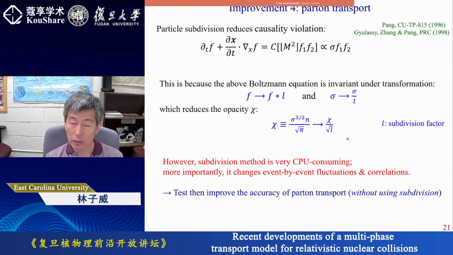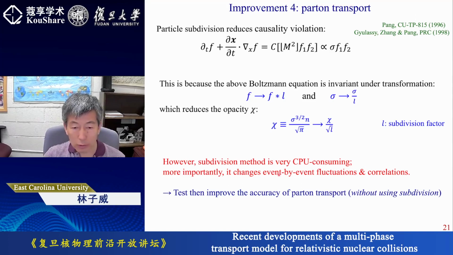And there we will get the same, accurate solution of the Boltzmann equation. So that's how the parton subdivision removes the causality violation and gives accurate results. However, there are two problems. One, the subdivision method is very time consuming because we have many more partons per event. And then because we do binary collisions, at least, it's going to be very slow.